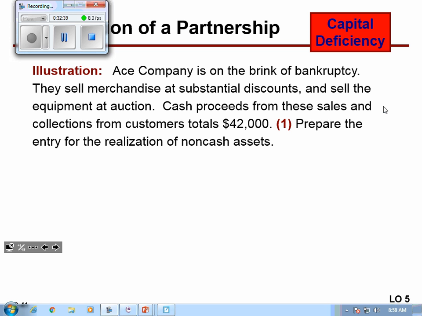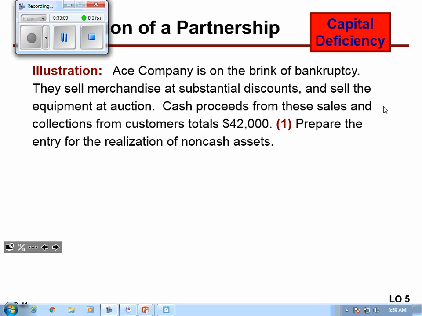they're on the brink of bankruptcy. They sell merchandise at substantial discounts. They sell the equipment at an auction. Cash proceeds from this sale were only 42 when we knew the non-cash assets were really book valued at 100. Prepare the entry for the realization of the non-cash assets.